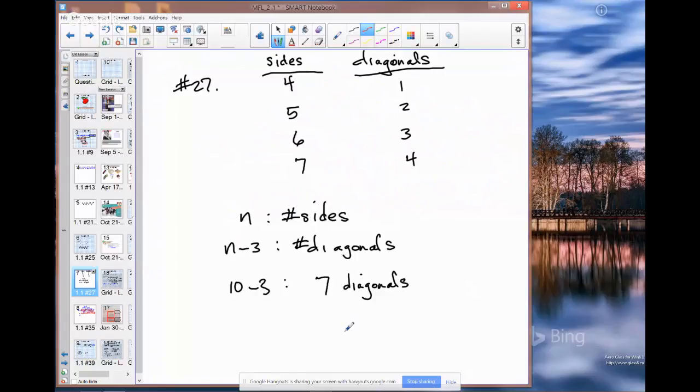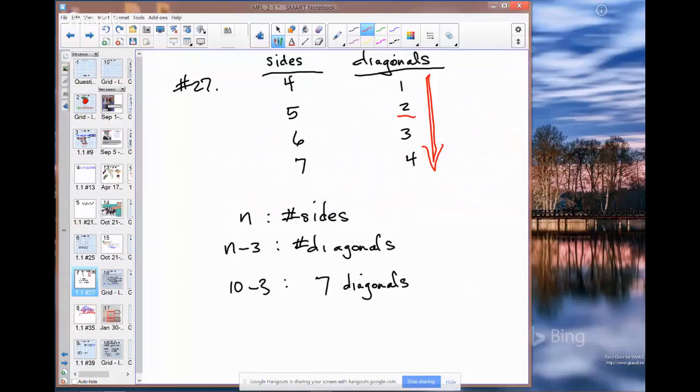So the first figure has 4 sides, and it only has 1 diagonal. Second figure has 5 sides on the outside and only has 2 diagonals, and so forth. 6 sides, 3 diagonals. Okay, so can you tell a pattern? All you have to do is look right here. Is there a pattern here? Sure, it just goes up by 1 each time. Yeah.